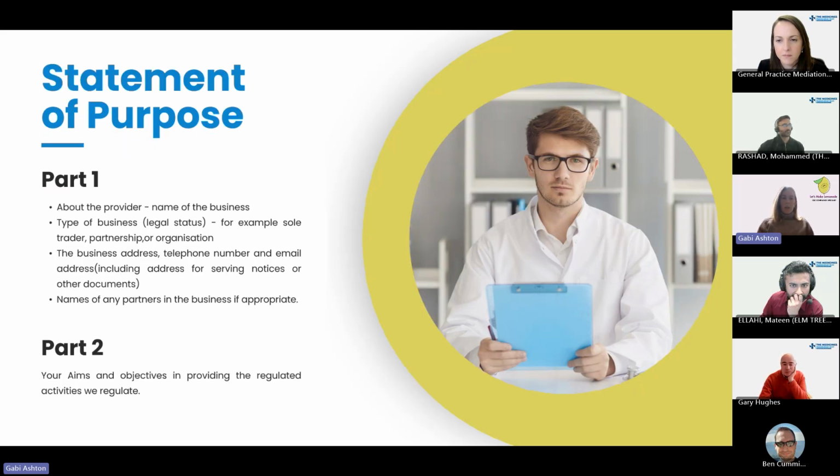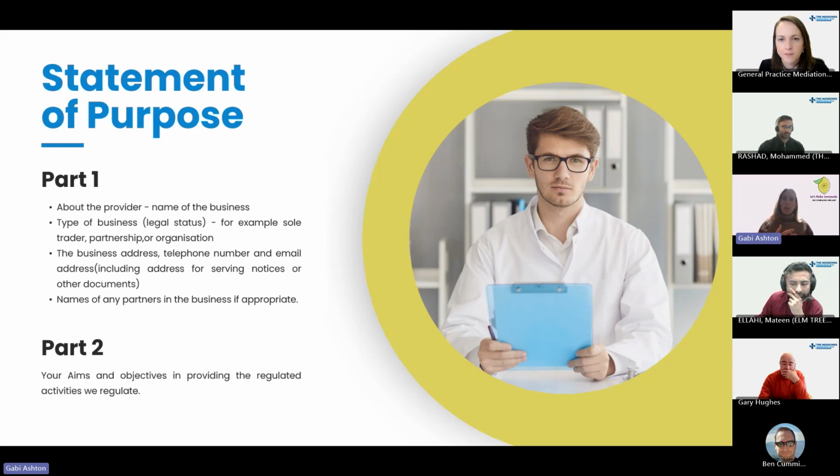So for the statement of purpose, as I mentioned, this is the key document. When you register with the CQC, you must submit this as part of your application, and then you must make sure that you keep this document live and kicking throughout your journey being CQC registered. We'll touch on it again later, but your statement of purpose must be up to date at all times.